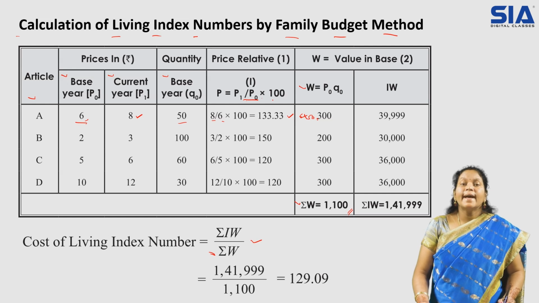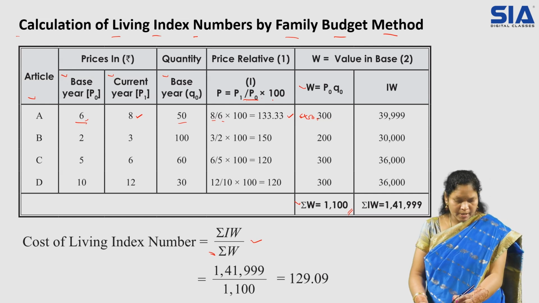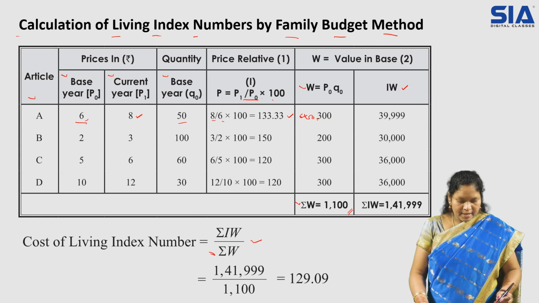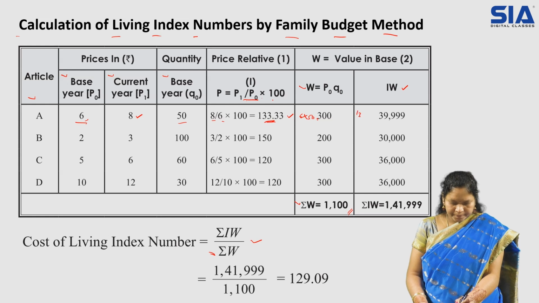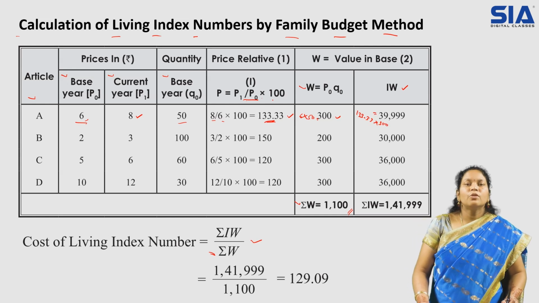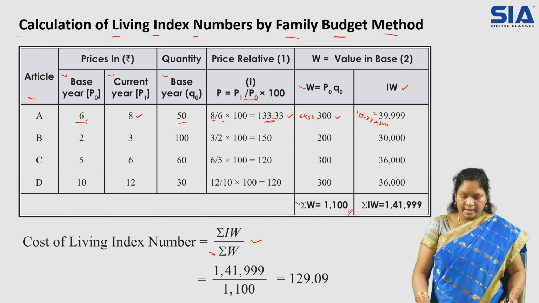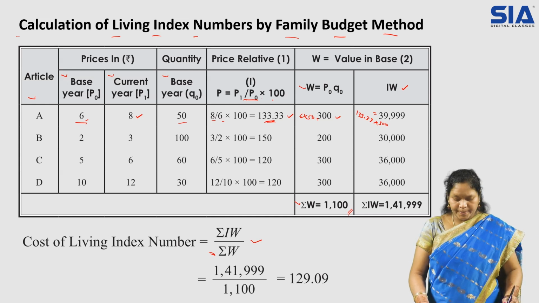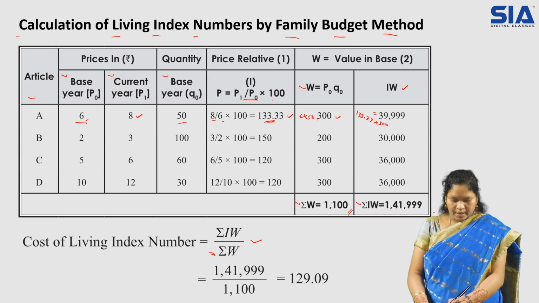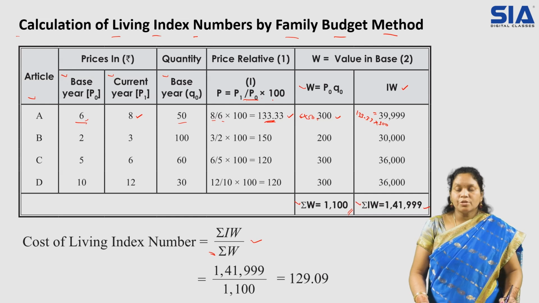Now let us go for I into W, the price relatives into the weights, IW. So nothing but the I value we have just now obtained, right, 133.33, into the W value, which I have got as 300 here. So multiply it, get the answer for that. So like that, go for I into W values and identify all the others in a similar pattern. Then add up one to another and get the summation IW value. So I have obtained summation IW here.